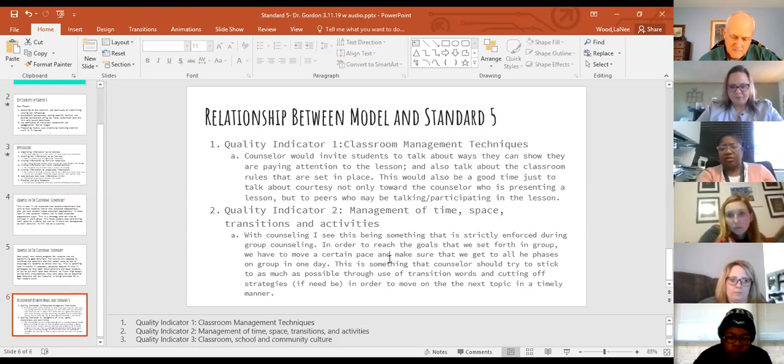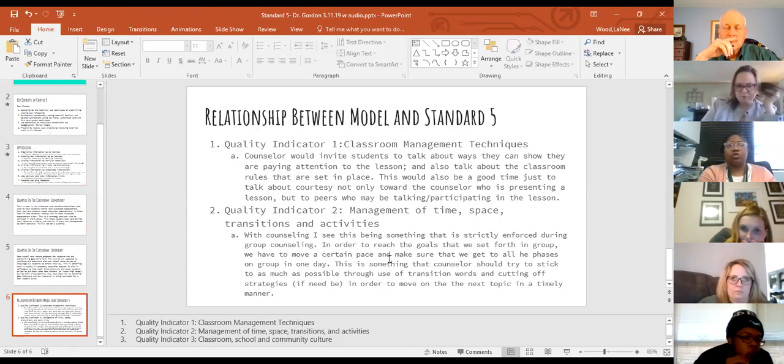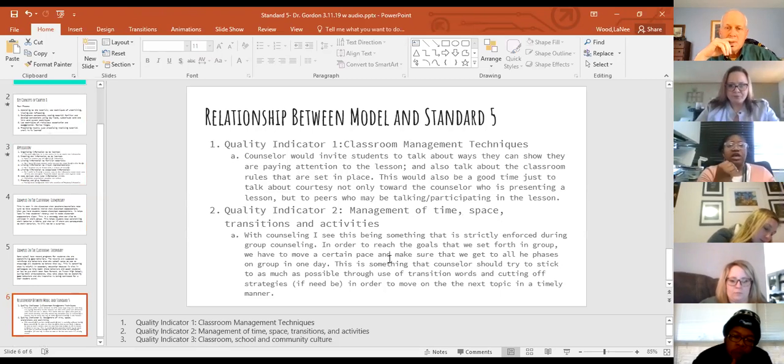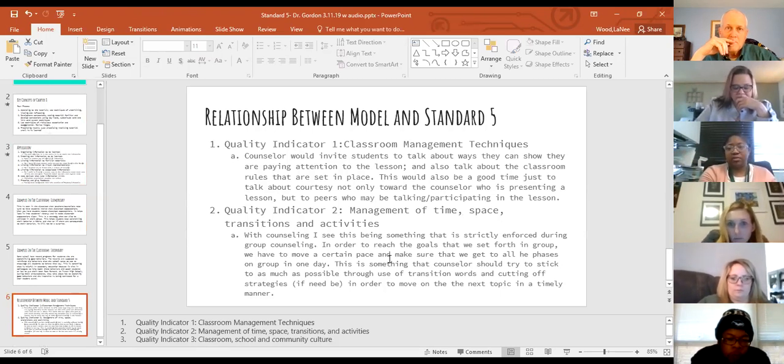And then the second quality indicator, managing time, space, transition, activities. This is something that, like I talked about before, is reinforced through group counseling. When we have small group, we're helping the students transition into different phases of it so we can keep on task, because we don't have all the time in the world to have small group with the students, so we say, hey, let's move on. So we're using those cutting-off skills or transition skills to get the students moving, and also using that to manage the behavior, so we can make sure that we're staying on time for things. That's all we have for this.